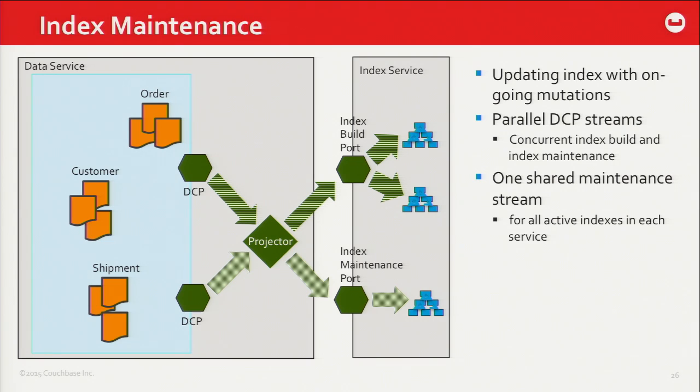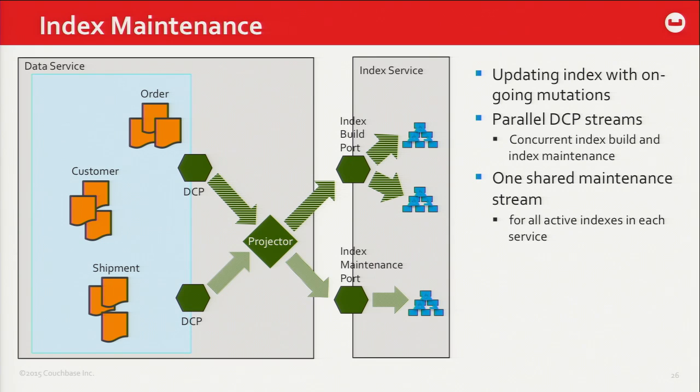But one thing you should also notice is that if you have many active indexes inside the indexer nodes, all these active indexes will be updated using the same stream. So this document fragment will contain all the keys that are necessary to update all these indexes within an index service.